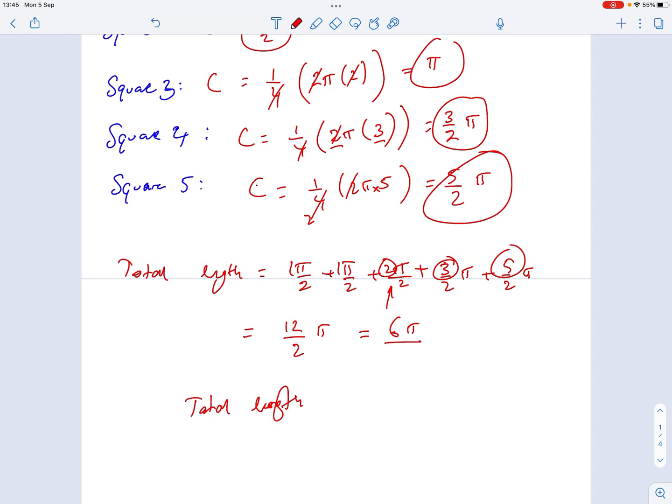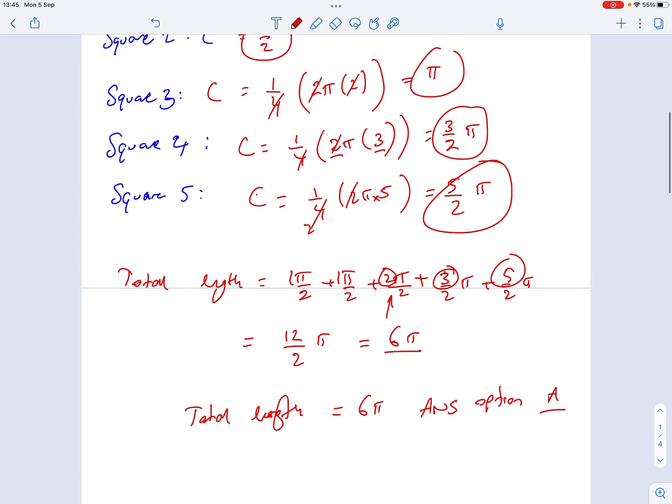So the total length of the curve is 6 pi. Hence the answer is option A.